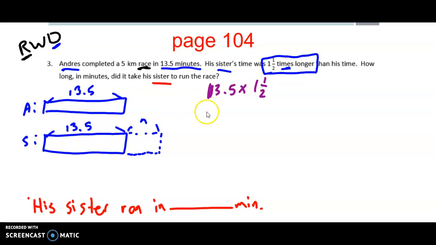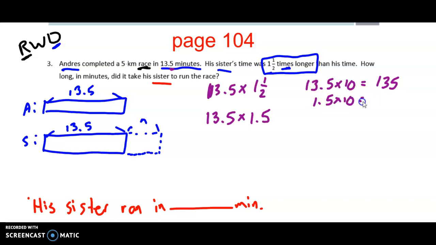Hopefully you're playing back the video right now. I'm going to multiply this by 1 and a half, and I know a half is 0.5, as we talked about up here. And we're going to multiply these. Well, I don't like those decimals there, so I'm going to multiply this by 10 and get rid of the decimal. 135. And I have my 1 and 5/10. I don't like that decimal there, so I'm going to get rid of it right now, and I'm going to have 15. And I'm going to multiply those.